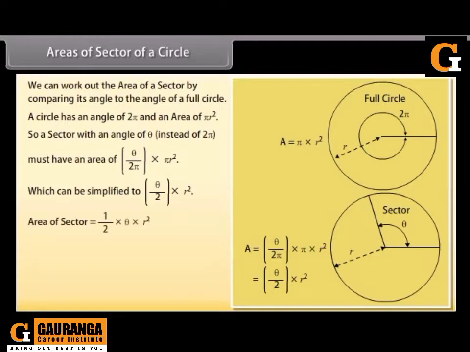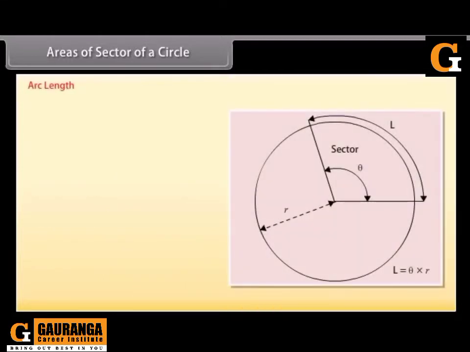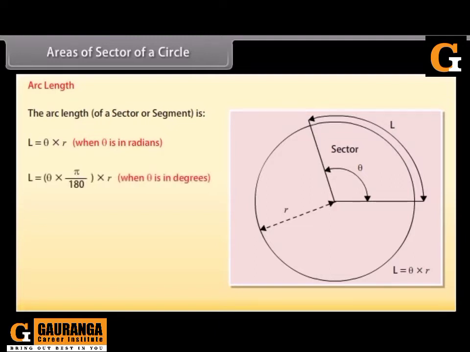Area of sector is equal to 1 upon 2 into theta into r square when theta is in radians. Area of sector is equal to 1 upon 2 into theta into pi upon 180 into r square when theta is in degrees. Arc length. By the same reasoning, the arc length of a sector or segment is L equals theta into r when theta is in radians. L equals theta into pi upon 180 into r when theta is in degrees.